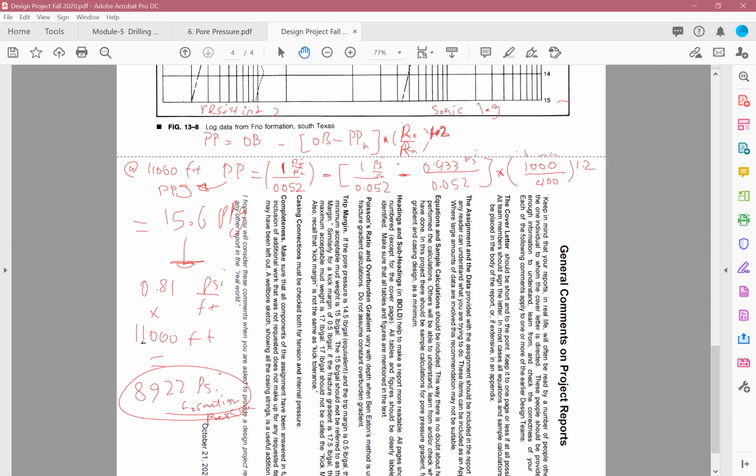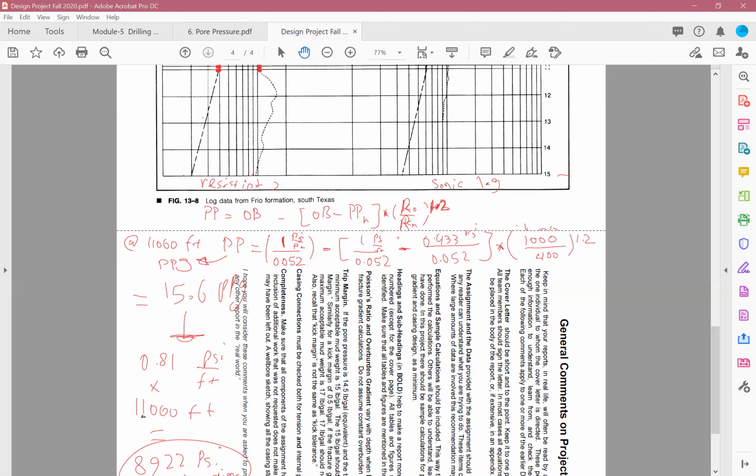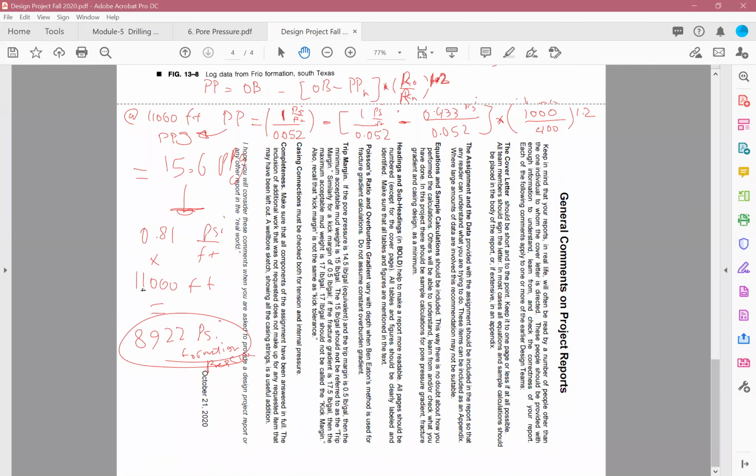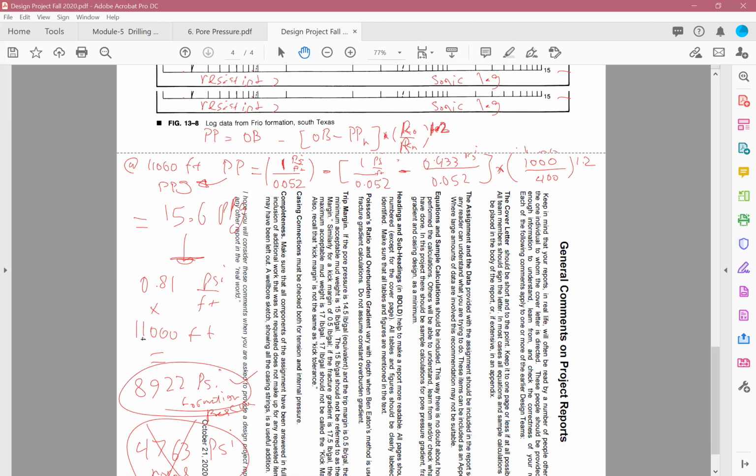Make sense? And then you can also calculate what the normal pressure would be. It's simple if you assume 0.433 psi per foot multiplied by 11,000 feet, that is 4,763 psi. This is the normal pressure, if it was normal, right? But it's not normal. It's 8,922 psi.